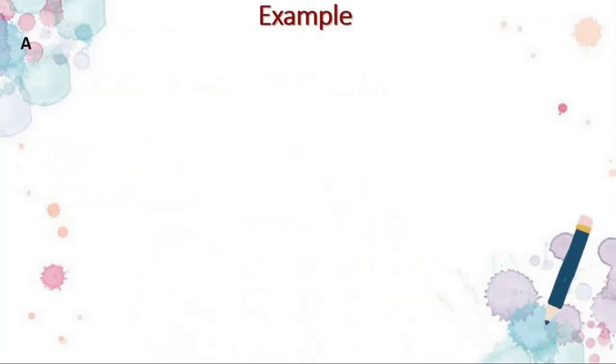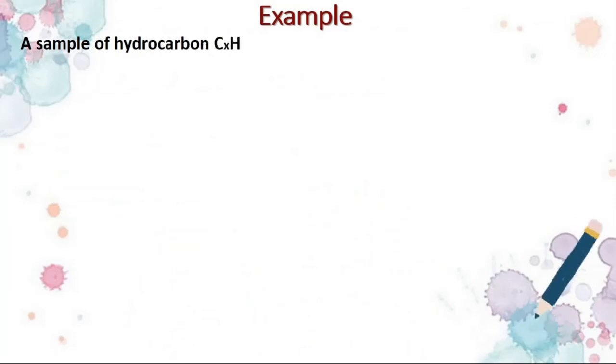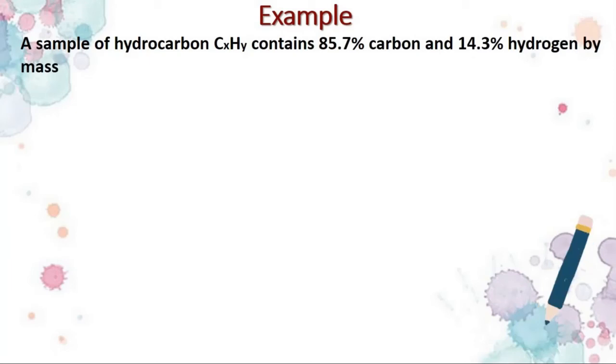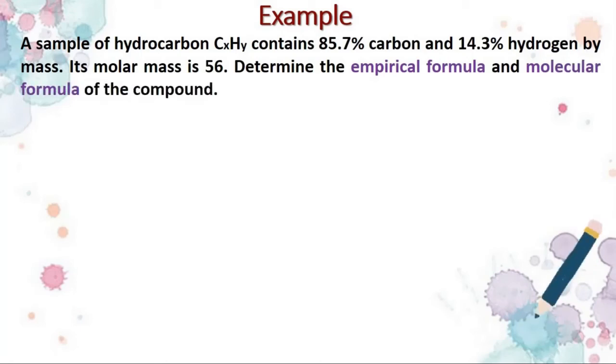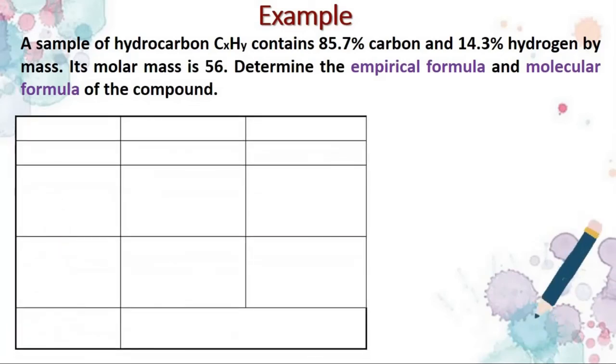Example: a sample of hydrocarbon CxHy contains 85.7% of carbon and 14.3% of hydrogen by mass. Its molar mass is 56. Determine the empirical formula and molecular formula of the compound. To get the empirical formula, first we need to construct the table. Hydrocarbon means the compound only consists of carbon and hydrogen.